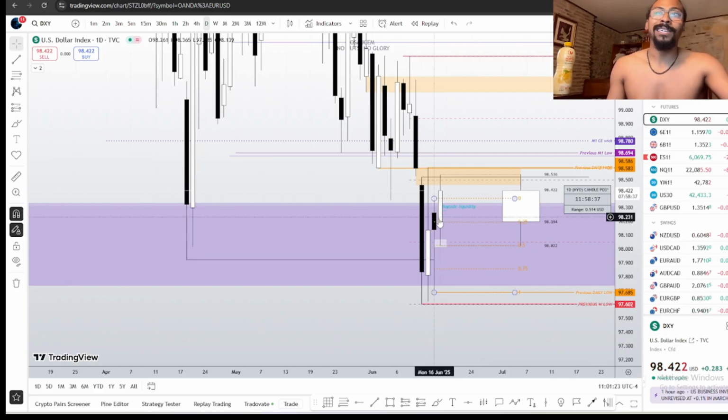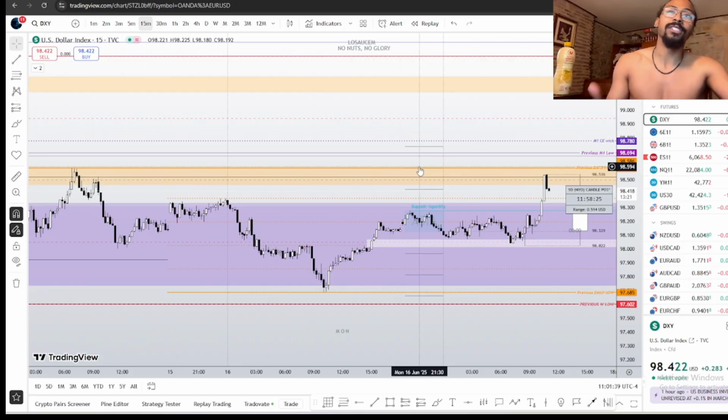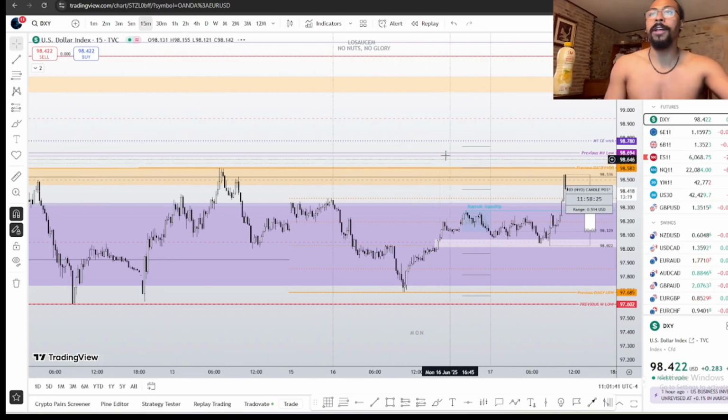I wasn't trying to call a bottom, thinking this was going higher. Like I said, I didn't want to call it a bottom. I wanted to wait. I was neutral bearish, and I decided to take a short on dollar, which is a buy on EU and buy on GU.